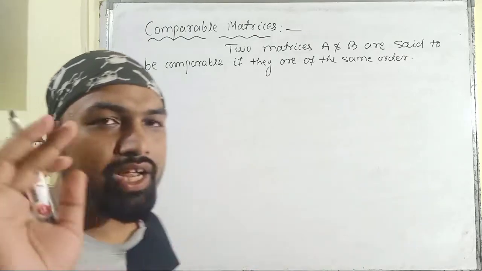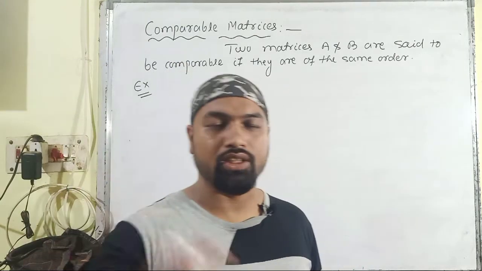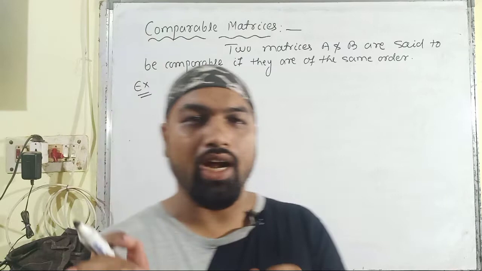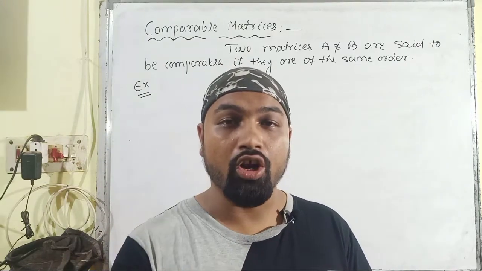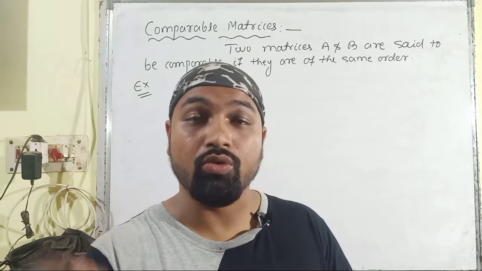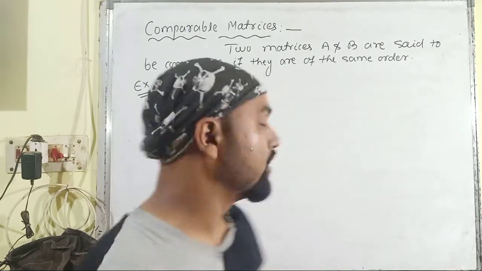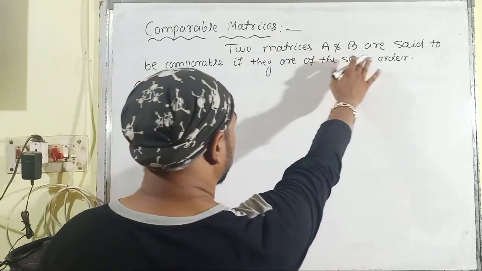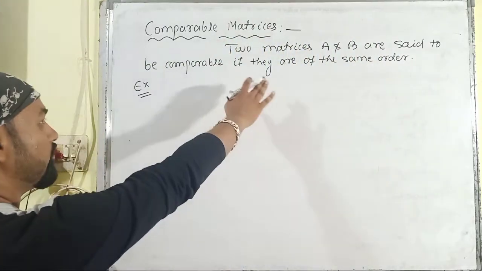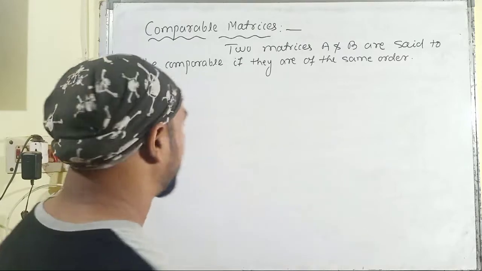Suppose we have considered two matrices A and B. Two matrices A and B are said to be comparable matrices if the order of A is equal to the order of the matrix B. So here is the definition for comparable matrices. Two matrices A and B are said to be comparable if they are of the same order.